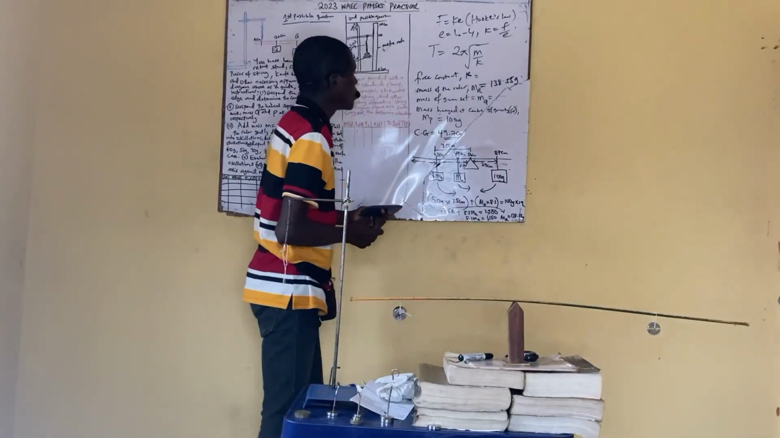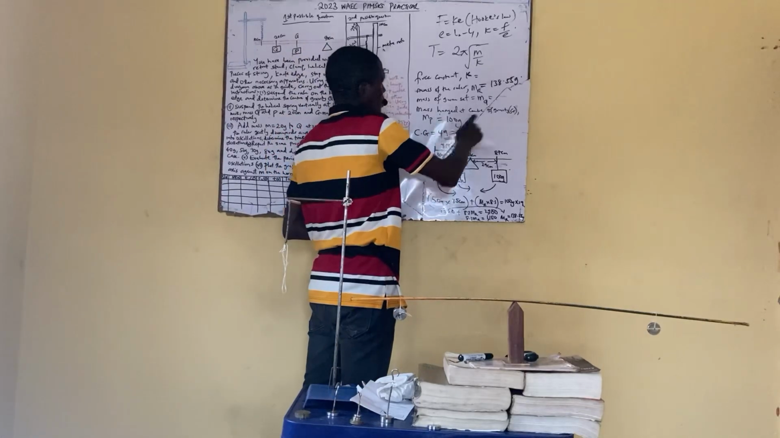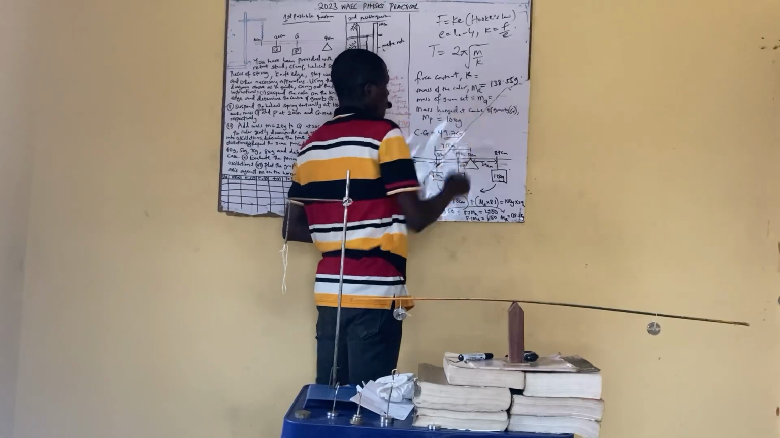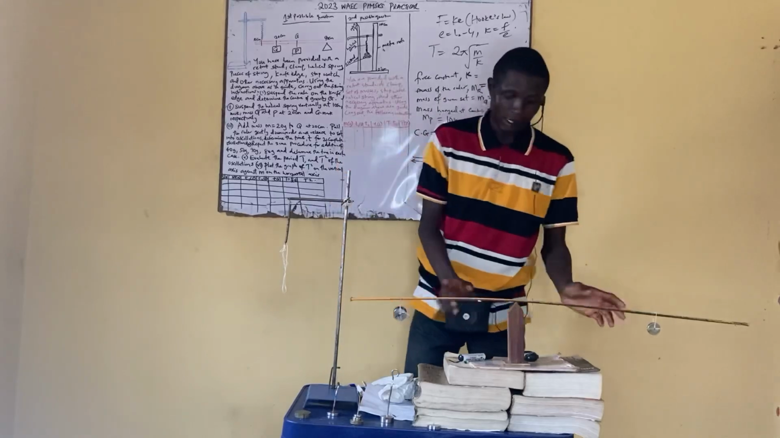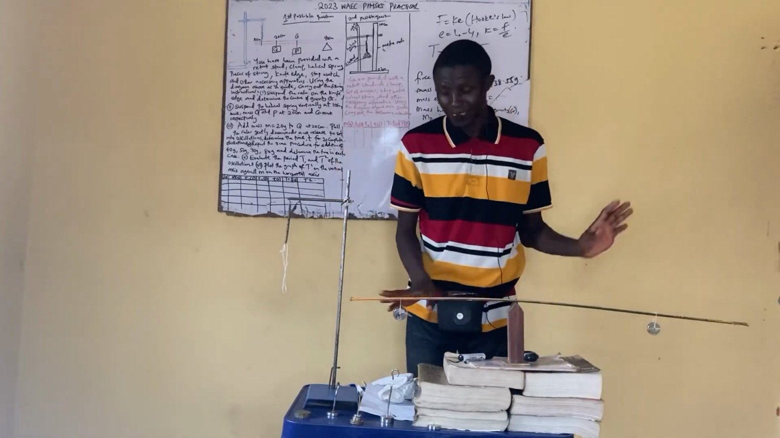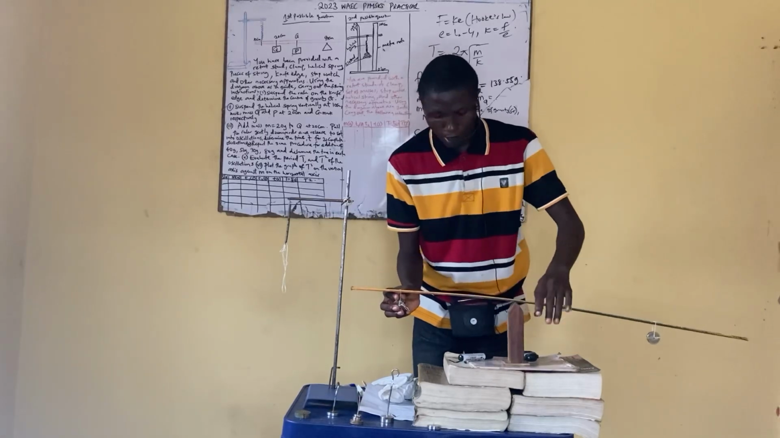So that's the mass of my ruler. I've known the mass of my ruler, and I've known the mass of P. Now I can get my force constant. You can see it remains like that, which means it's balanced at that point. So let me quickly do that one now.